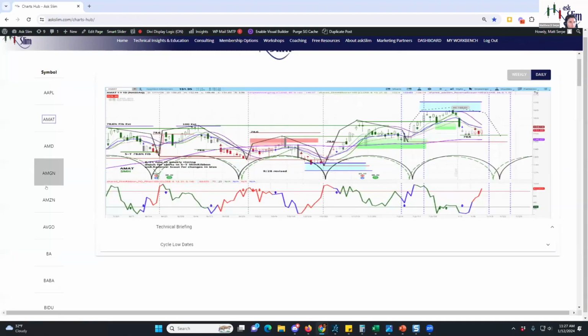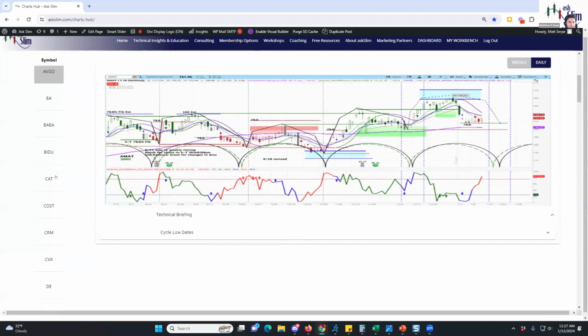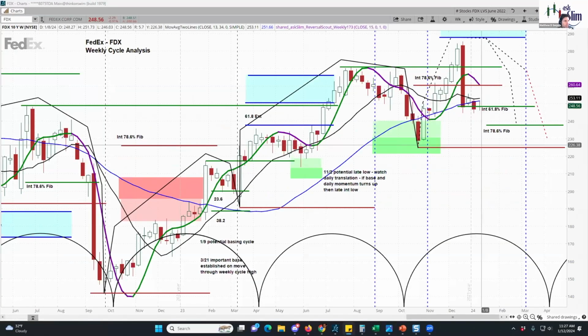So that's what I do. Walk myself through the various symbols, and then I stopped on FedEx and said, okay, this looks like we have a clear bearish bias in that intermediate term. So let's talk about why that is.